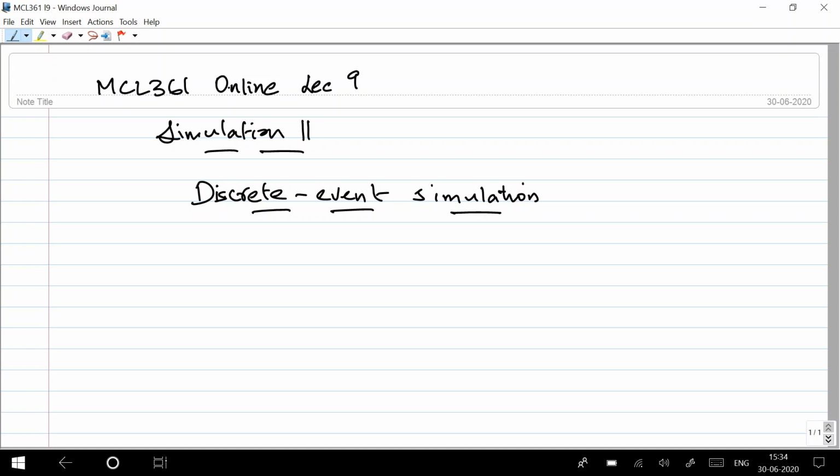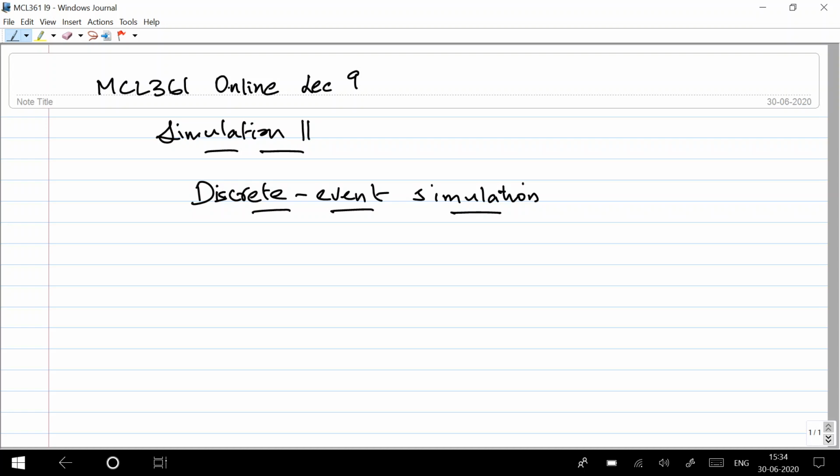Now what does that mean? What you do is you move from event to event. You simulate the occurrence of events, and you move forward in the simulation in time by actually moving from event to event instead of moving from, for example, time step to time step. Although that can also be done, in discrete event simulation typically you move from event to event. And I'll show you an example.